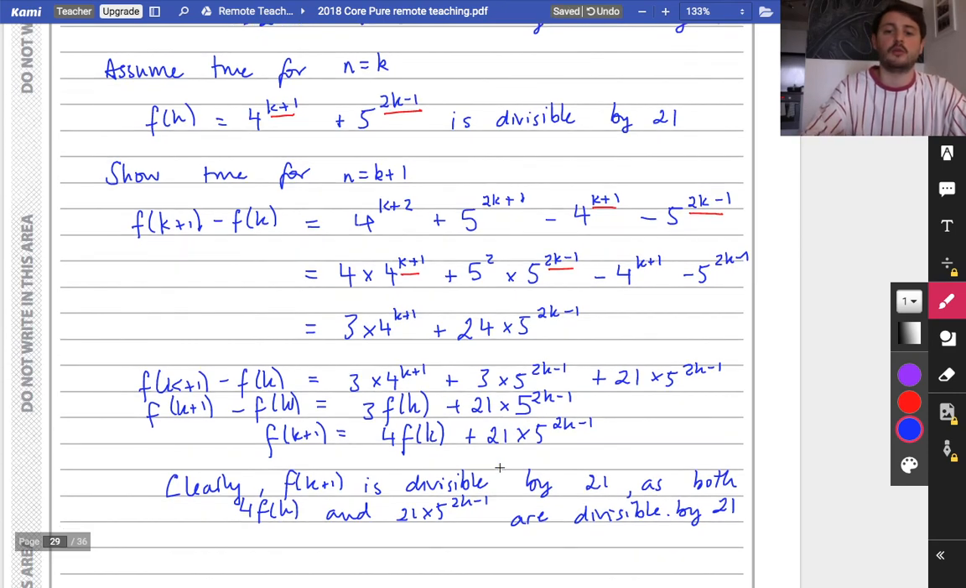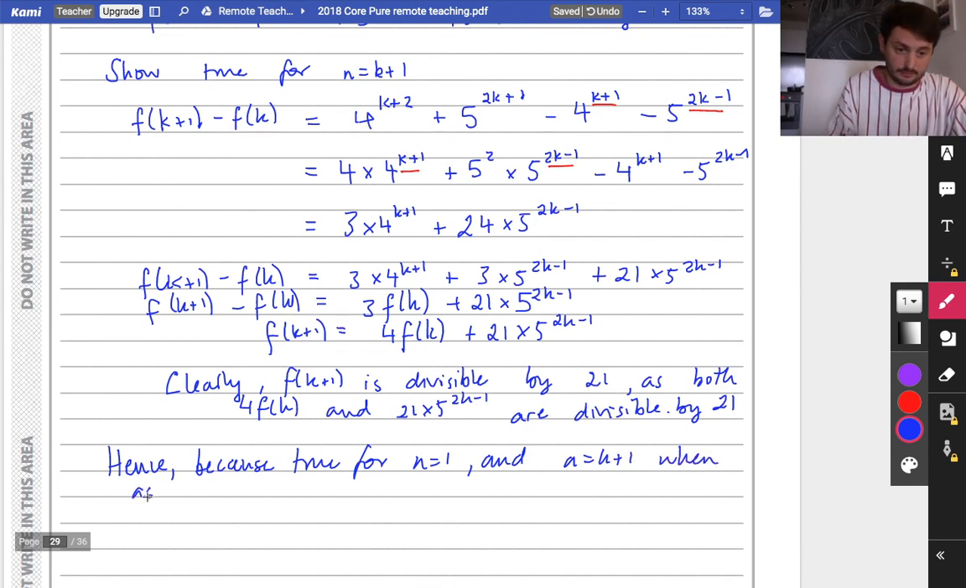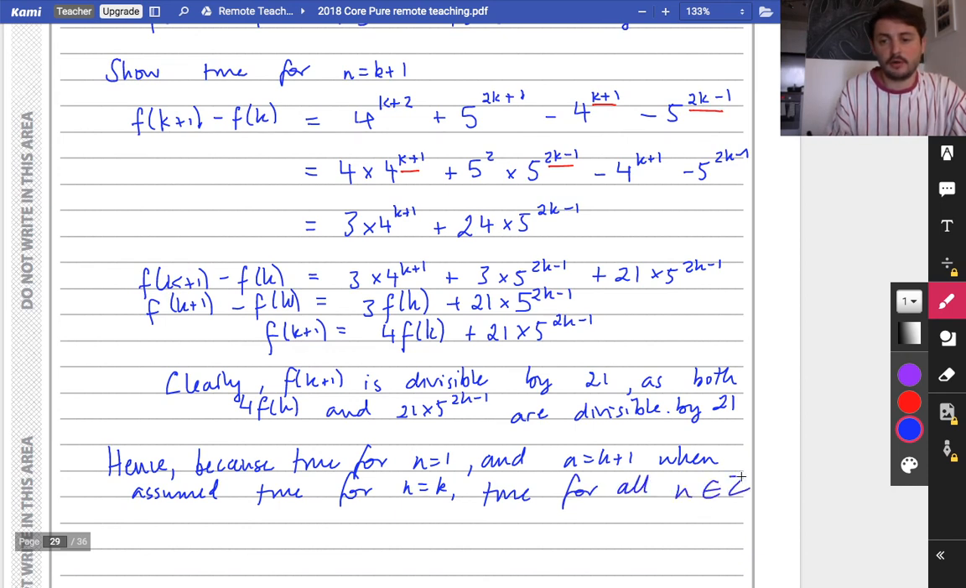So all we need to do is a concluding statement. Hence, because true for n equals 1 and n equals k plus 1, when assumed true for n equals k, it is true for all n as members of the positive integers.